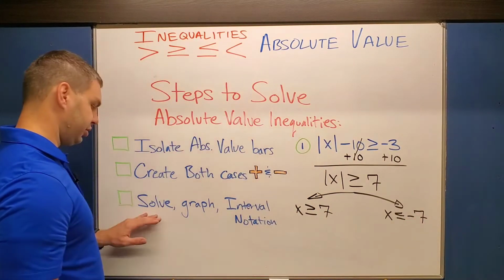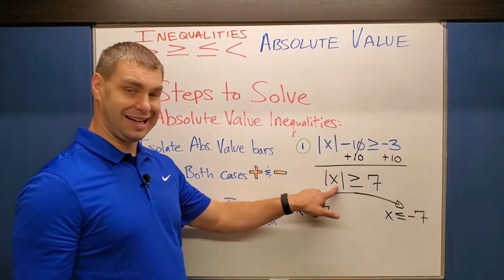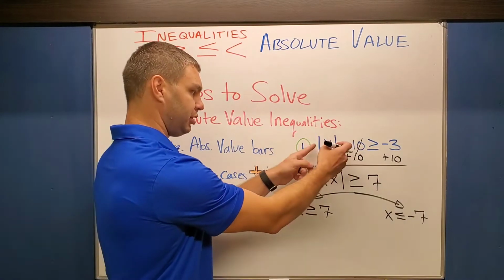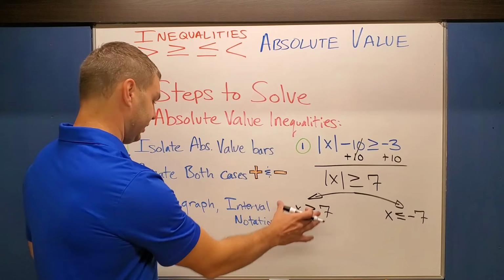All right, and then we need to solve, graph, and write the interval notation. Well, these are already solved for. Since there's only an x on the inside of our absolute value bars, there's nothing else we could do. There could be more stuff in those bars, which we'll do in example 2. But for right now, that's already solved.